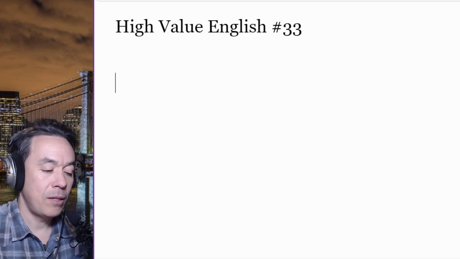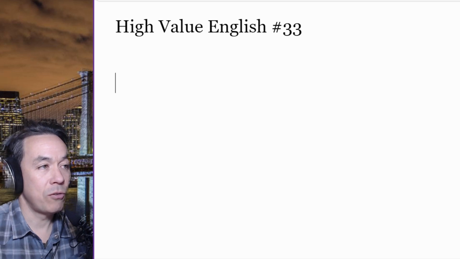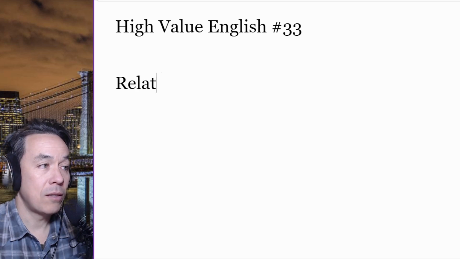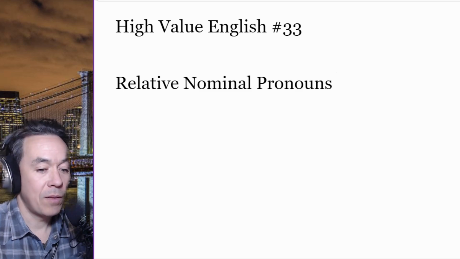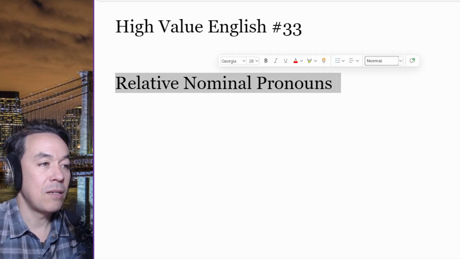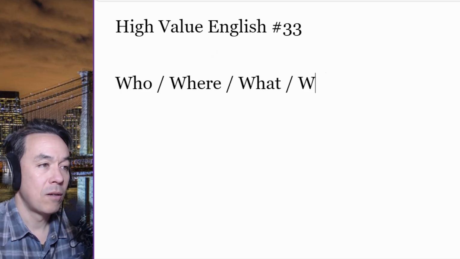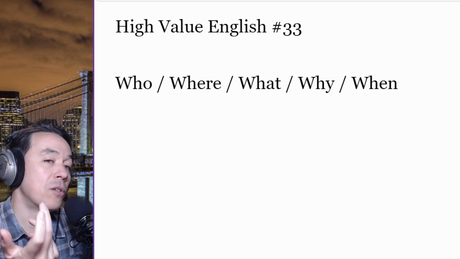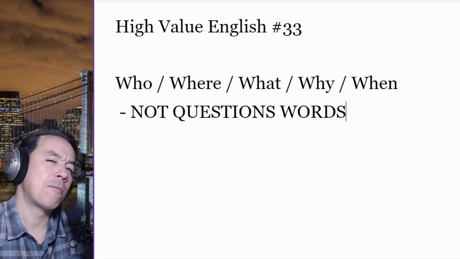And this is going to be a pretty difficult, tough topic to try to explain, but let's try to do it. The grammatical name for these is relative nominal pronouns, but really that doesn't mean anything to me. I don't really know what this means, but this is another version of question words: who, where, what, why, when. Who, what, where, when, why. These words are not question words here, so it's another one of these topics.